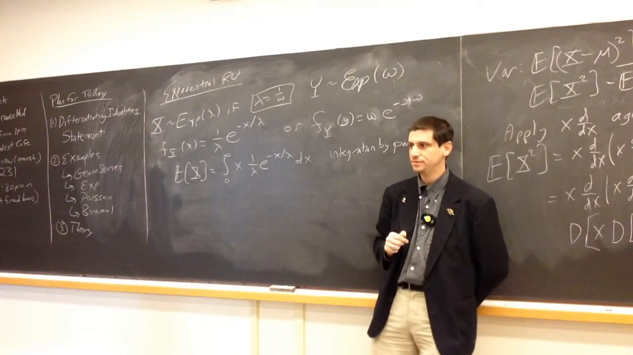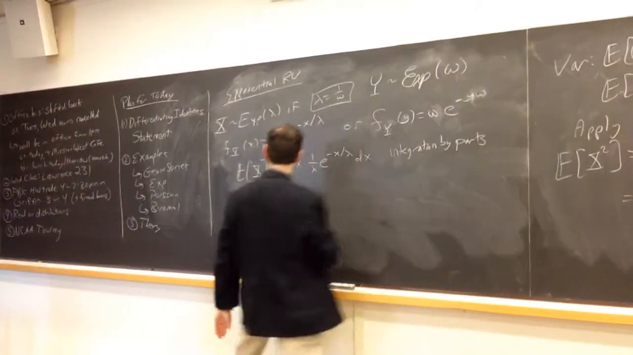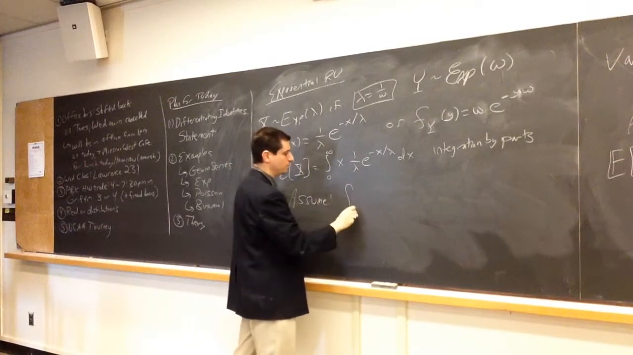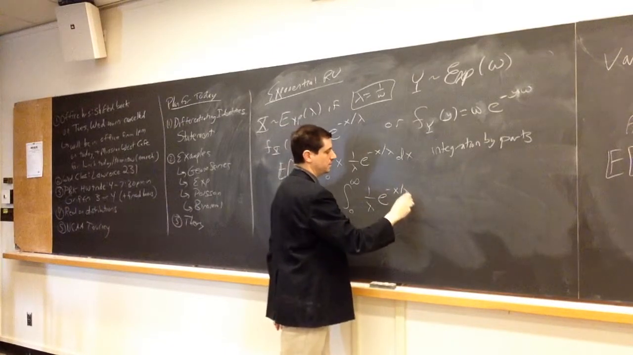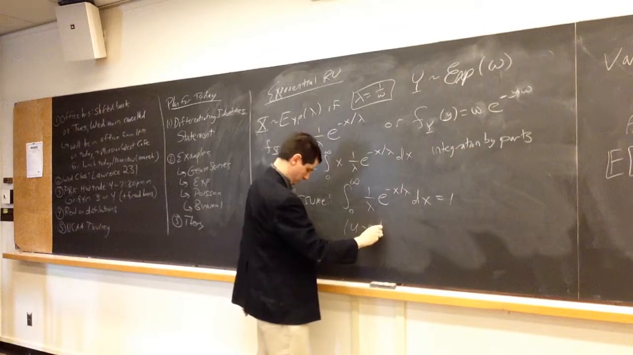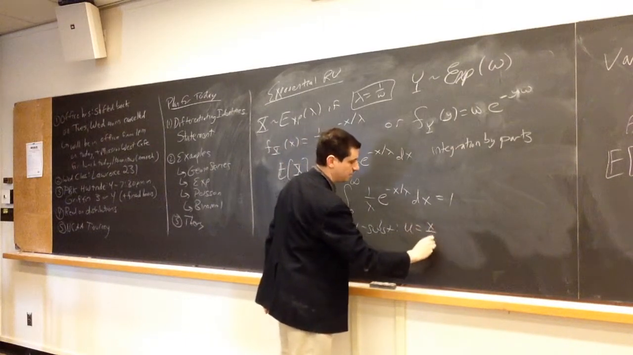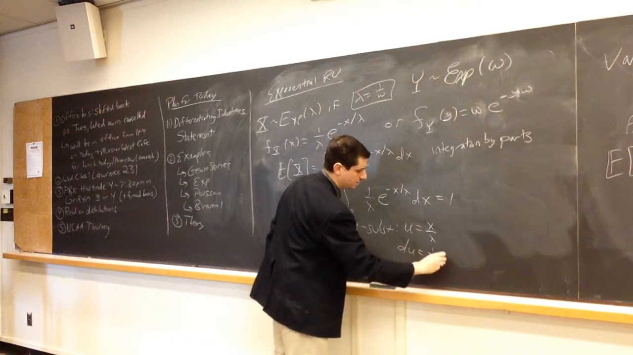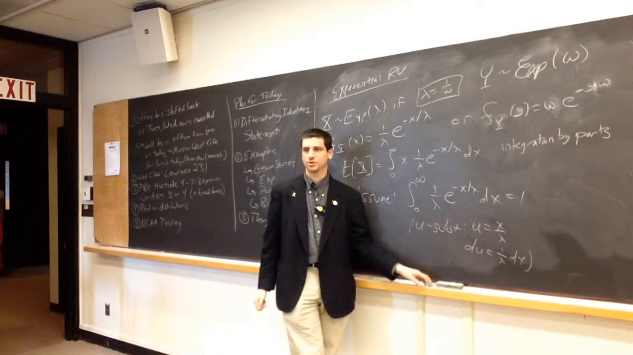So this is just proving that it integrates to 1. I'm going to assume that we've done our basic calculus, and we know the integral from 0 to infinity of 1 over lambda e to the negative x over lambda dx equals 1. If you want, do u substitution. Let u equal x over lambda, du is 1 over lambda dx. So I will assume we start off with this expression.